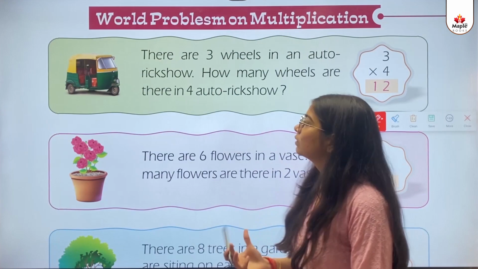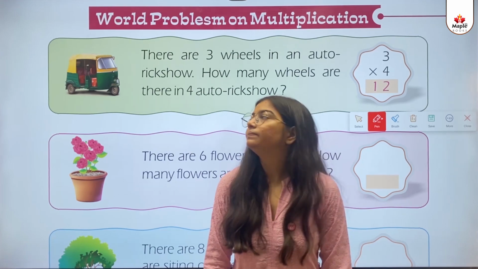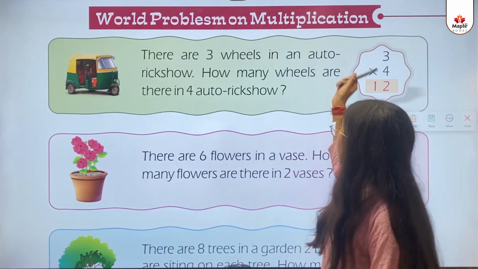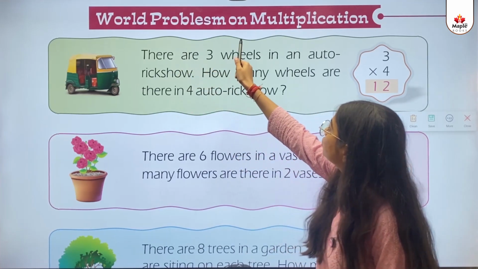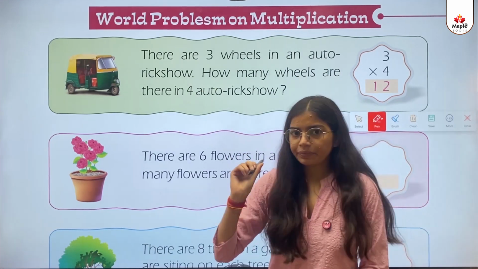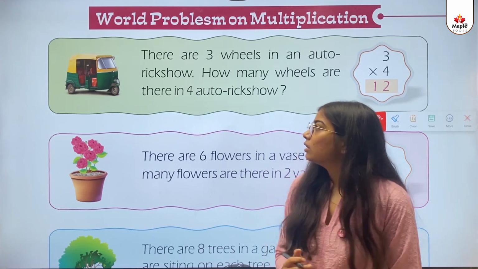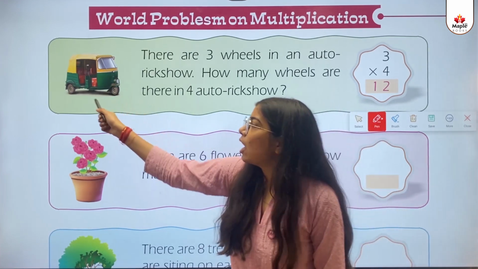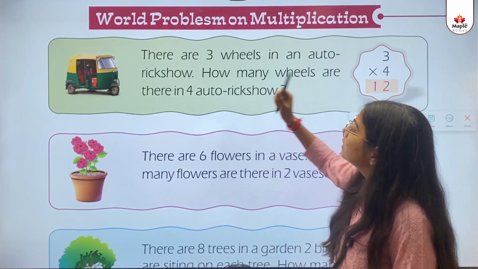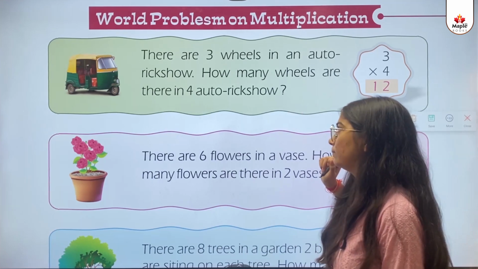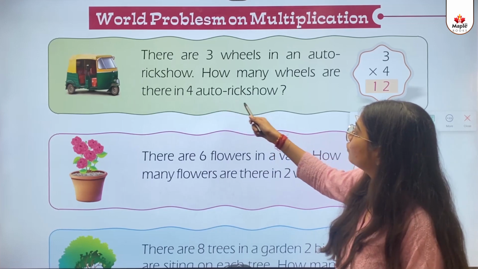Is this clear? So kids, our next concept is word problems on multiplication. As you can see, the first one is already solved, given in the book. There are 3 wheels in an auto rickshaw. So kids, everyone has seen auto rickshaws. So it has how many wheels? 3 wheels. So how many wheels are there in 4 auto rickshaws?